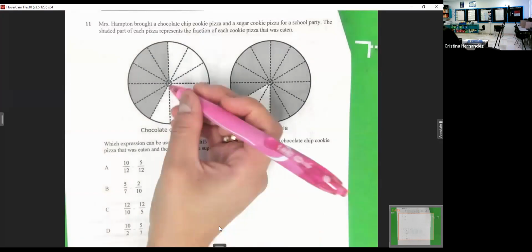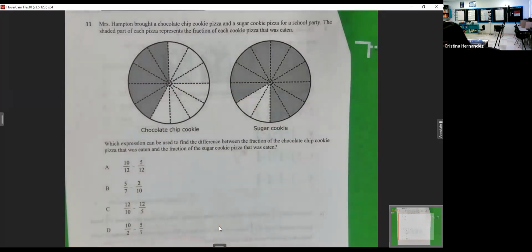So how much did they eat of the chocolate chip, first of all? Elizabeth, you had your hand up. Do you have a question or something? Or send it in the chat. How much of the chocolate chip cookie was eaten? Come on, y'all wake up. And y'all working it out.